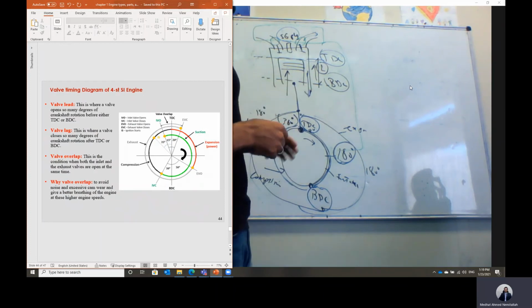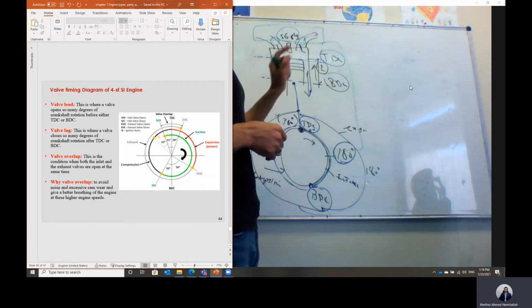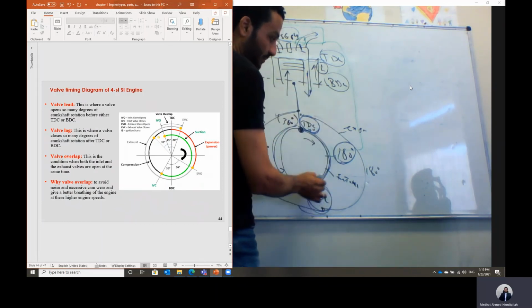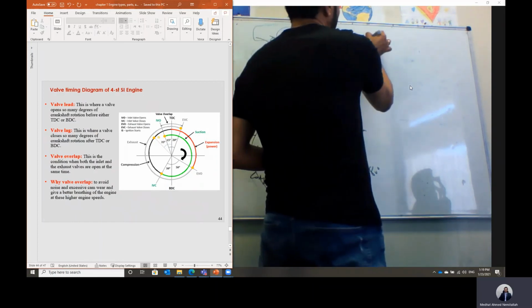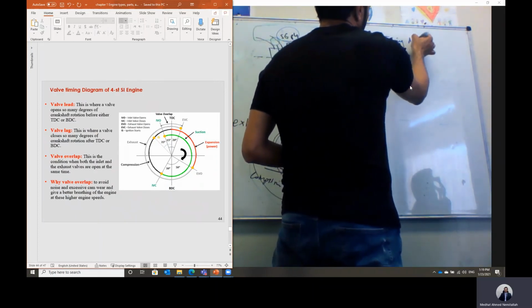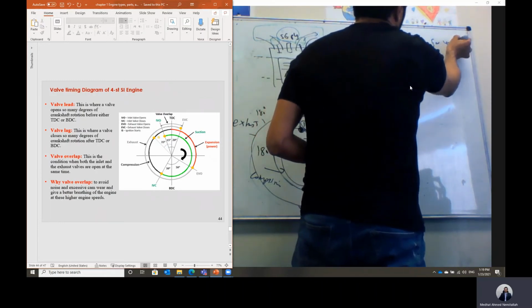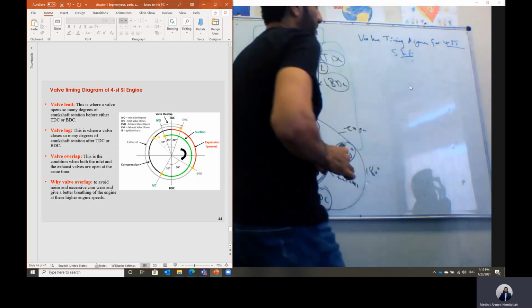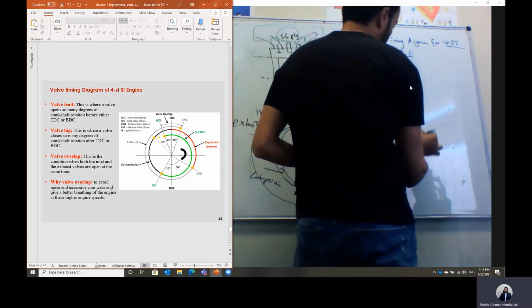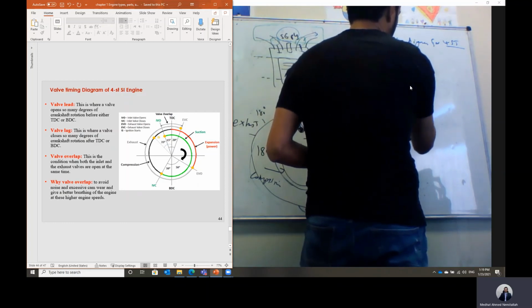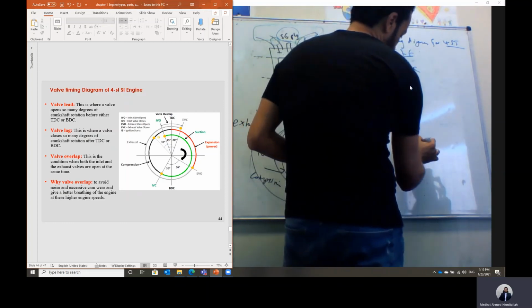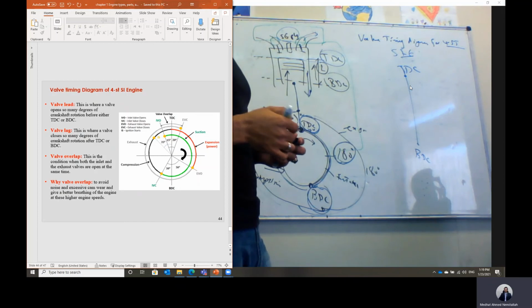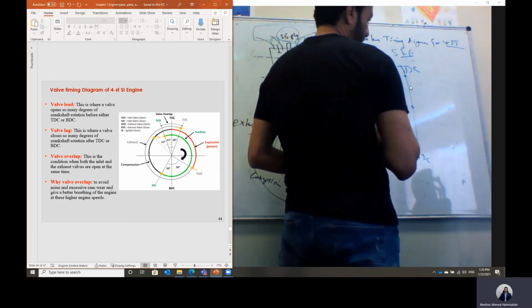But let's represent this and see when the intake and the exhaust valves are opening and closing with respect to the top dead center and the bottom dead center. So the valve timing diagram for a four-stroke spark ignition engine. Let's say we have this as the top dead center, and this is the bottom dead center, and this is the crankshaft, which is rotated.